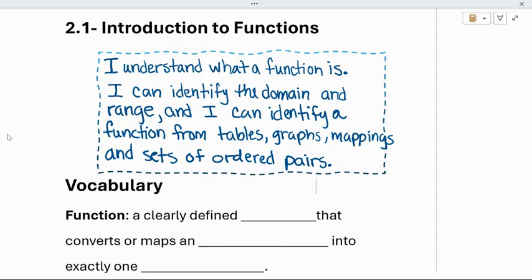So I understand what a function is, period. I can identify the domain and range, and I can identify a function from tables, graphs, mappings, and sets of ordered pairs. Everybody good with that? I see a couple of you are still writing.